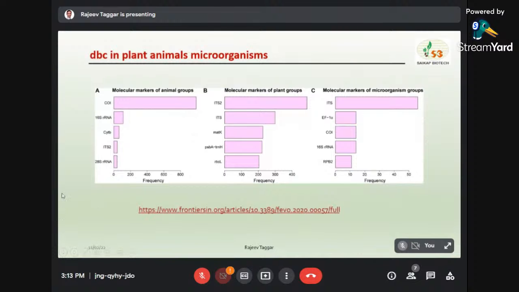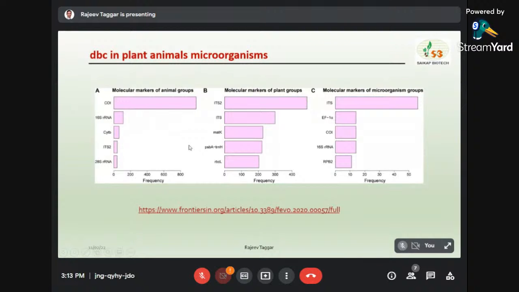Now, some of the remarks I would like to make on DNA barcoding. This is the slide I wanted to show you. On the left-hand side, these are animals. In the middle, these are plant groups. And on the right-hand side, these are microorganisms.